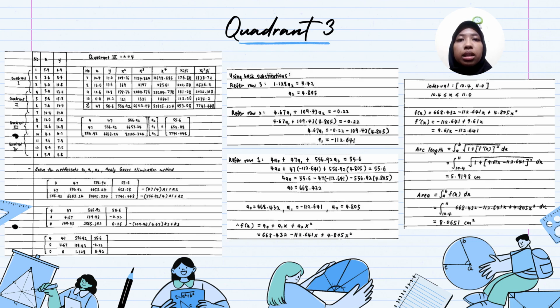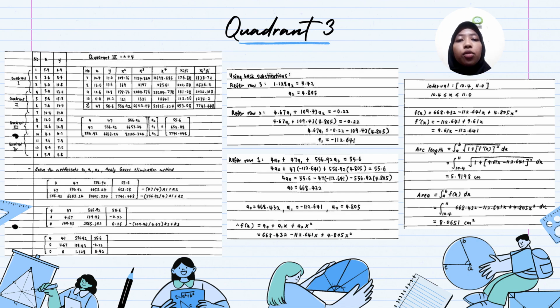And lastly, the quadratic function obtained for quadrant 3 is f(x) equals 668.432 minus 112.641x plus 4.805x squared.